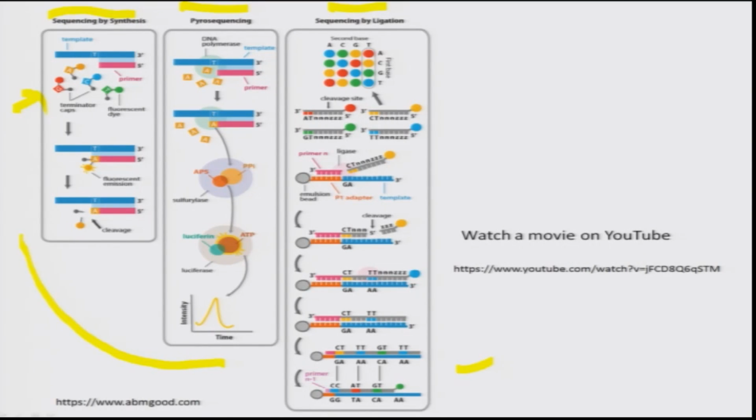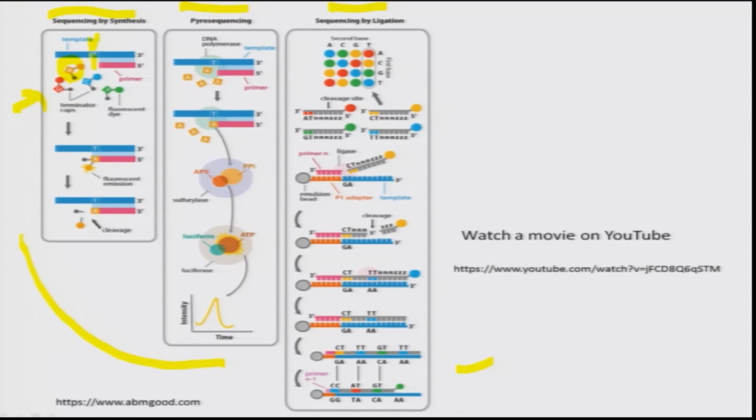Say, for example, this is the first base after the primer, the polymerase has to find a base that is complementary to T. Obviously it will go for A, and when it goes, this base invariably has the terminator. There is a terminator cap. So at a time only one base can be added.